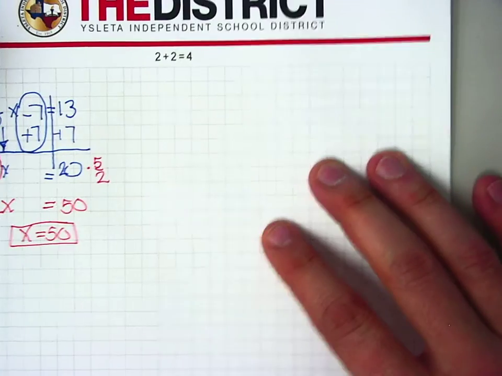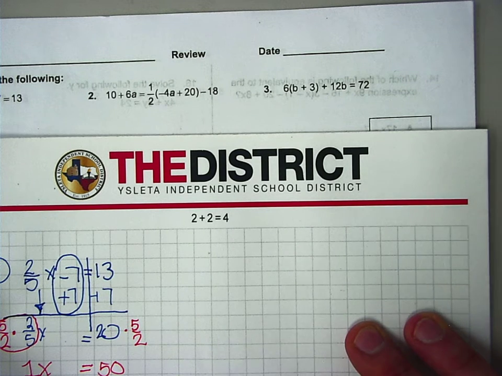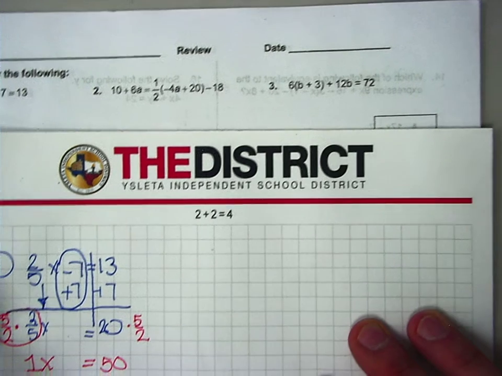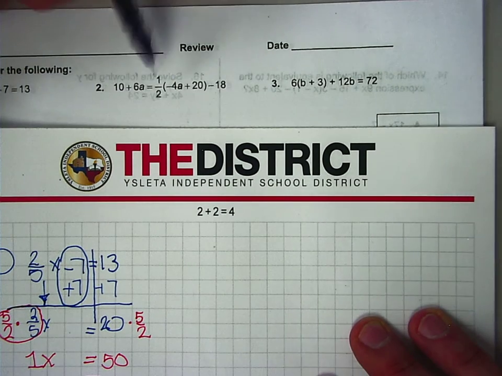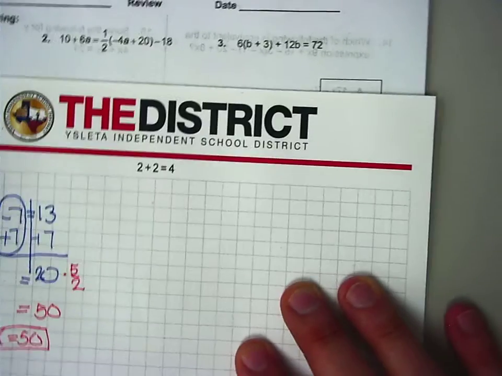For part 2 over here, now we have the equation. Let's see what we have up here. We're going to be solving for a, and we have the equation 10 plus 6a equals 1/2 minus the parentheses 4a plus 20 minus 18. So we have quite a bit of work to do here. We're going to have to do some distribution first with this fraction and this parentheses before we can start combining like terms. So let me show you how to do that over here.